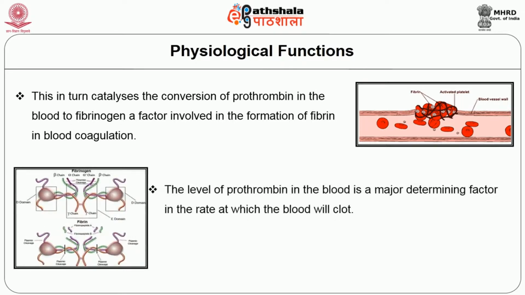The level of prothrombin in the blood is a major determining factor in the rate at which the blood will clot.